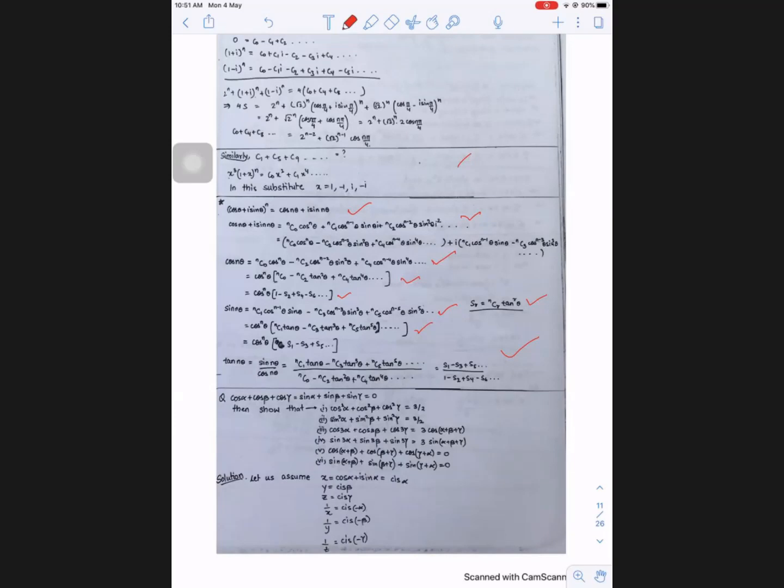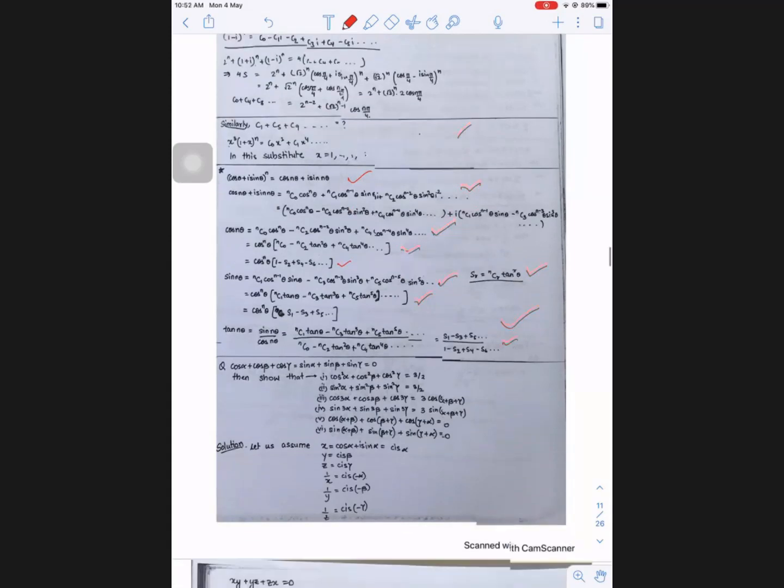Okay, so from both of them, tan n theta is what? Sin n theta by cos n theta. So we can derive our formula: (S1 minus S3 plus S5 and so on) by (1 minus S2 plus S4 minus S6). So this result you can write by using that. So this is the proof of the tan n theta formula.